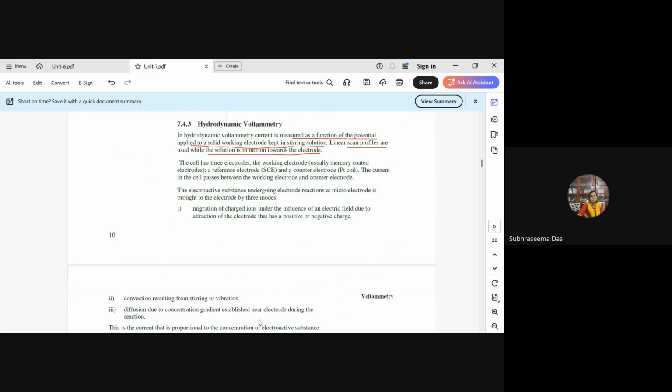This cell has three electrodes: the working electrode, that is mostly a mercury coated electrode, the reference electrode, that is the standard calomel electrode, and a counter electrode, which is a platinum coil. The current in the cell passes between the working electrode and the counter electrode. The electroactive substance undergoing the electrode reaction at the microelectrode is brought to the electrode by three methods.